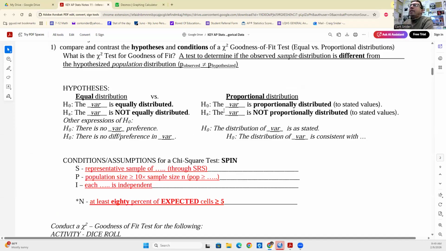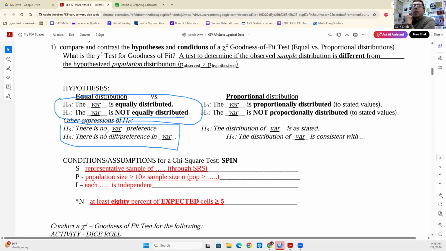One way is that you can write H0, the variable is equally distributed, and HA, the variable is not equally distributed, okay? Not means different. Not equally distributed means different, okay? You could write the variable is proportionally distributed or not proportionally distributed, okay? You can also write it this way. There's a lot of ways to write these.